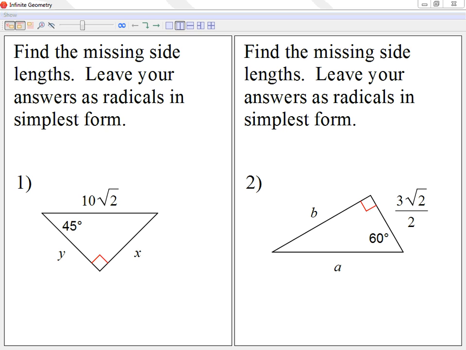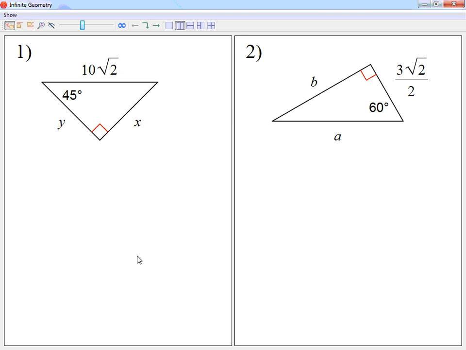Alright, so yesterday we were reviewing our special right triangles, but I had them separated. The front side was 45, 45, 90 only, and the back side was 30, 60, 90. Now we're going to do the same, but it's not separated, they're mixed. So as we see, find the missing side length, leave your answers as radicals in simplest form. Let me take the instructions out.